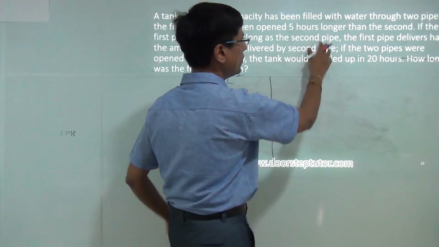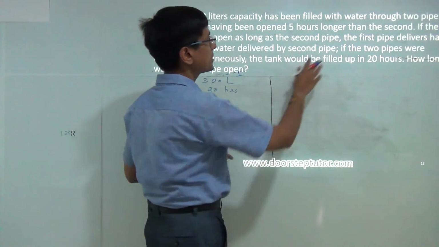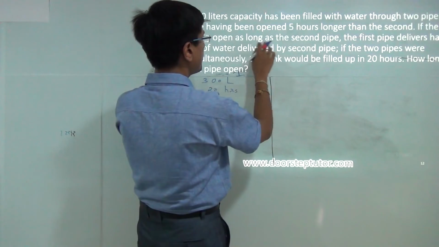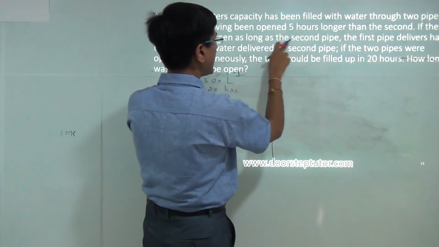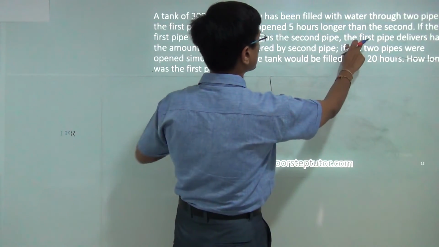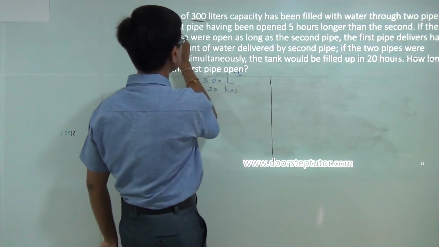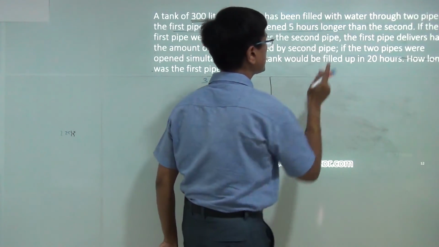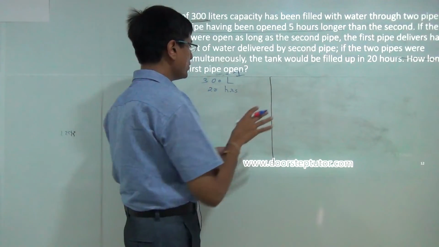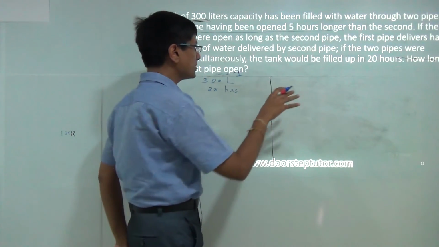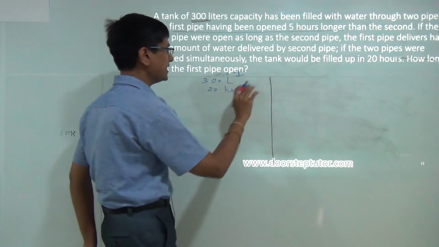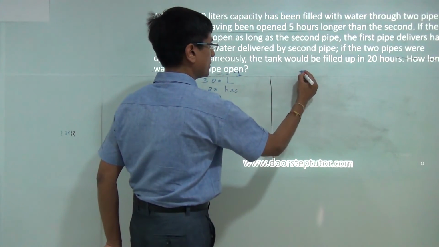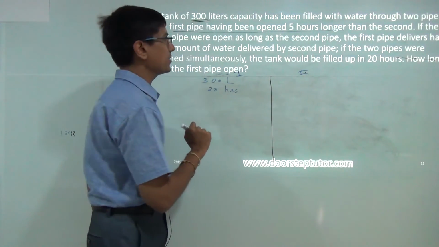In the second scenario, about which the question is being asked, the first pipe was opened 5 hours longer than the second pipe. So in the second scenario, the first pipe was opened 5 hours longer. Okay, so we'll deal with that in a second. But let's look at the first scenario here.